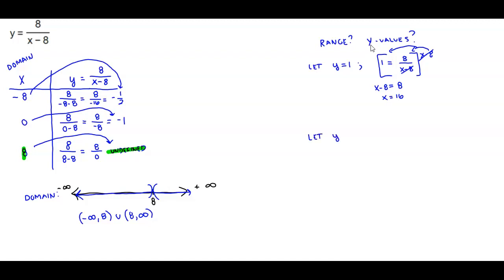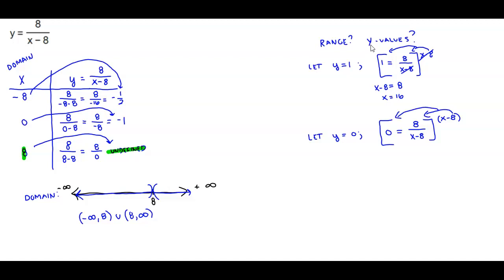And that is if we let y equal 0. And why is that? Well, let's go ahead and put 0 in for y, which is equal to 8 over x minus 8. And again, what are we going to do? We're going to multiply both sides by x minus 8. And then we're going to distribute to both terms.